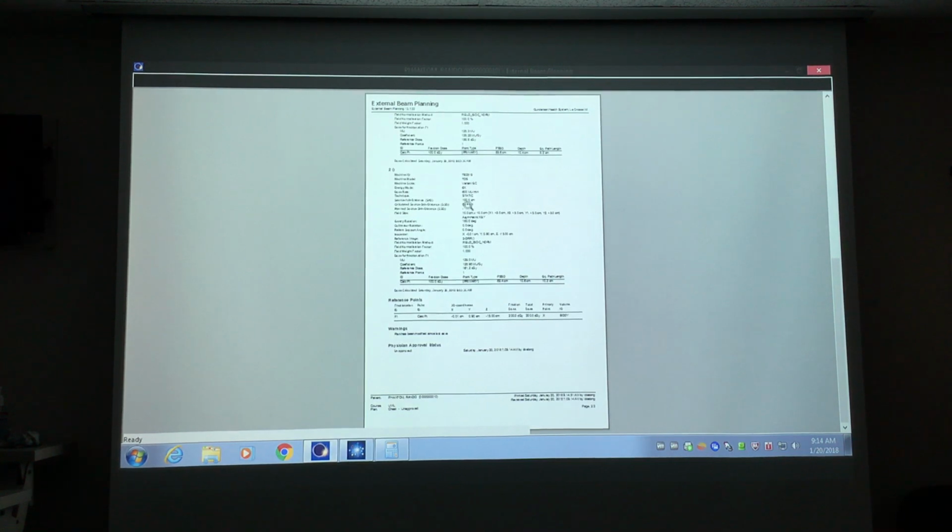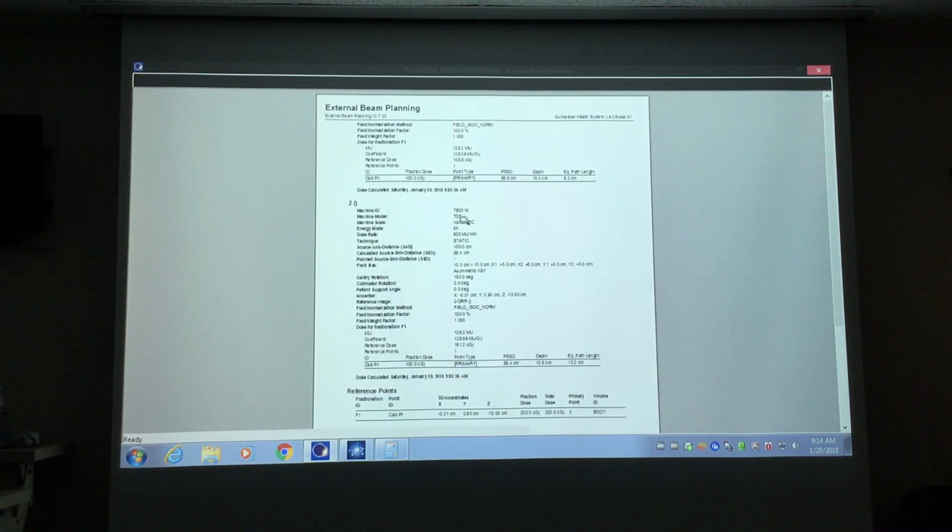Now field 2, we can get similar information from. 6x, I have 10 by 10 field size for my jaw settings. It gives me what the treatment planning system reports for monitor units, 129. I get my fractional dose component, 100 centigray. My SSD is 89.4, very similar to the AP since I'm mid-plane. My depth is 10.6, and my equivalent path length, again, if this was not a homogeneous calculation, is 10.2.